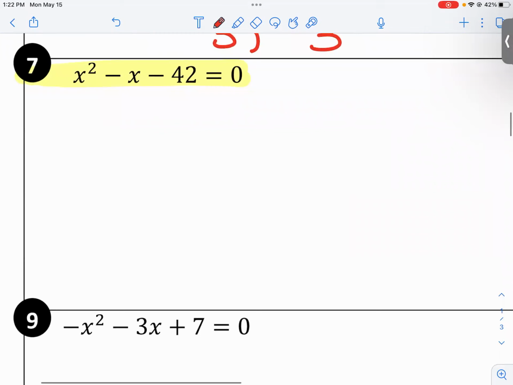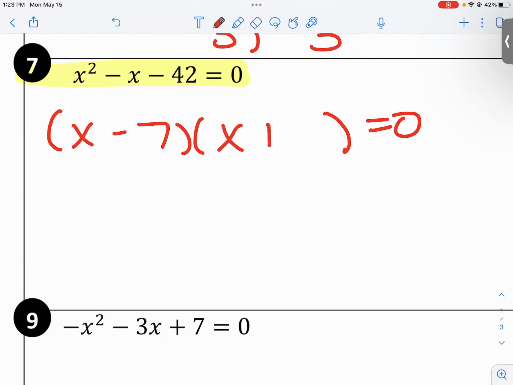Did anybody figure out if 7 can factor? It can. It's x minus 7, x plus 6. So x equals 7 and negative 6. Right? No, it's right.